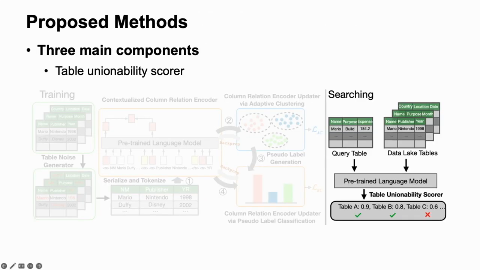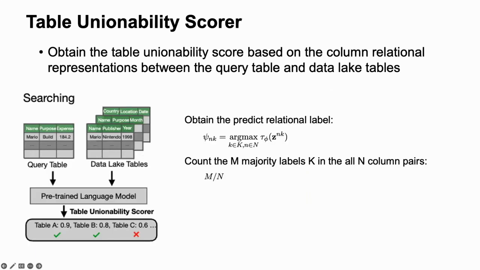Next up is the last main component, table unionability score. This component computes the table unionability score between the query table and a table in the data lake, based on the column representation generated by the encoder. The idea here is to score the unionability by counting the unionable column pairs between the two evaluated tables.